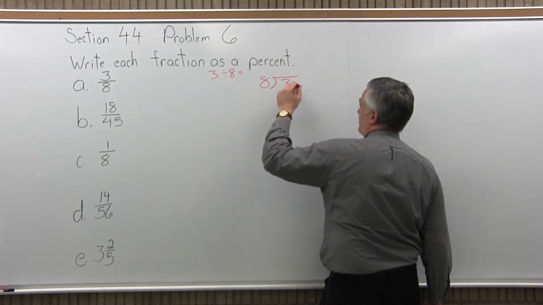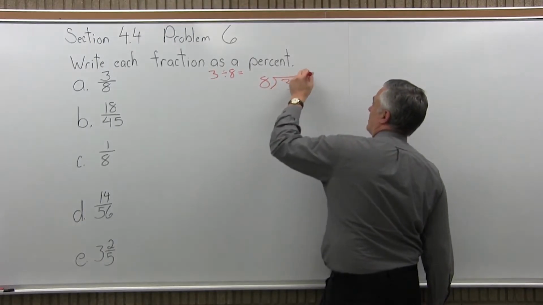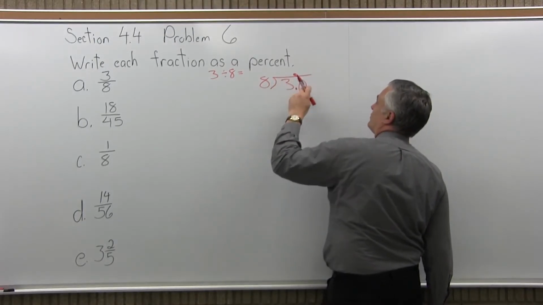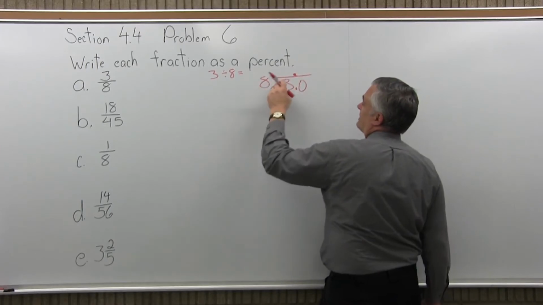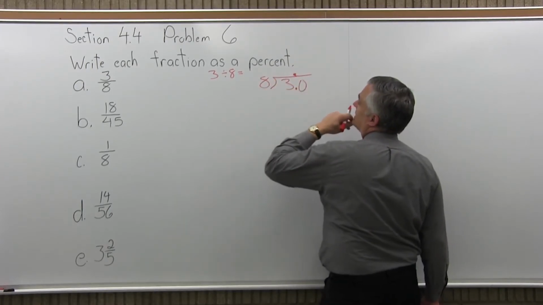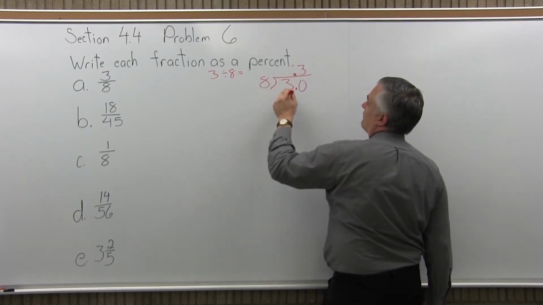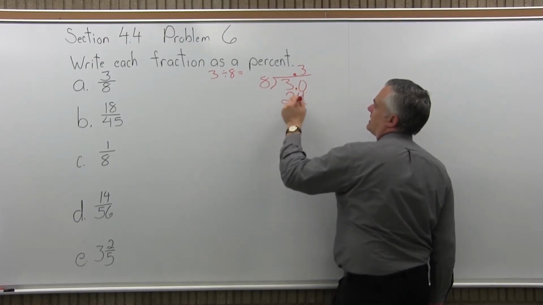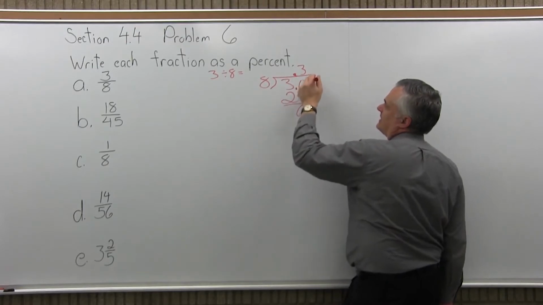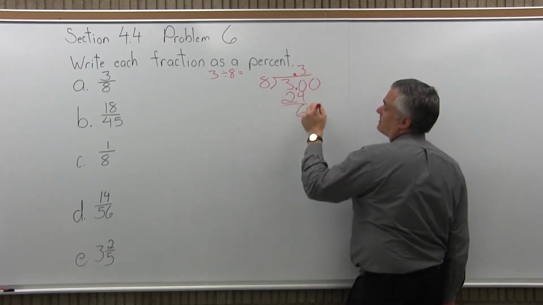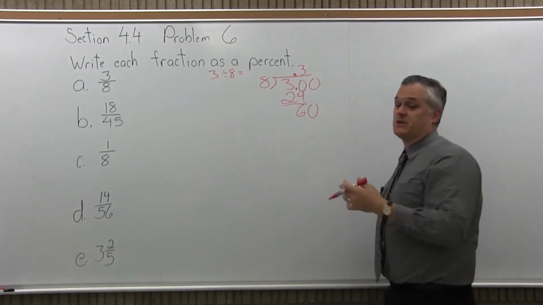8 won't fit into 3, so think of it as 3.0. Bring that decimal straight up and treat it as a 30. So 8 divides into 30. Let's see, 3 times 8 is 24. 30 minus 24 is 6. And then 3.0, you can think of it as 3.00. You can put in as many zeros as you want.